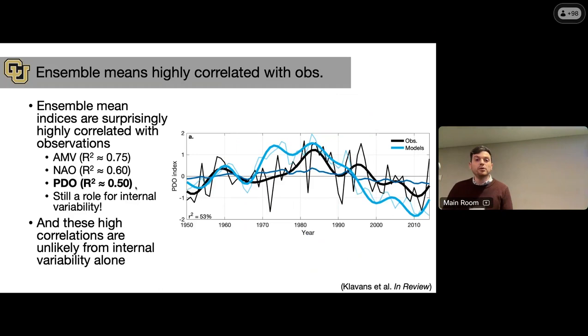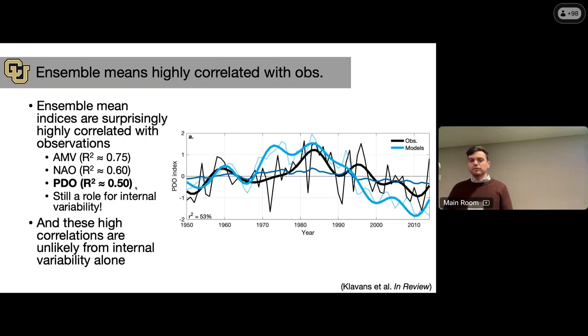Black is observations. Blue is the PDO index from CMIP5 and CMIP6 large ensembles. So we're looking at like 470 some members. And we see a pretty good correlation between the PDO index and the ensemble mean and from observations. So again, this is saying that we think the forced response is important in the timing of these decadal modes and the timing of their transitions and the timing of those inflection points you see.